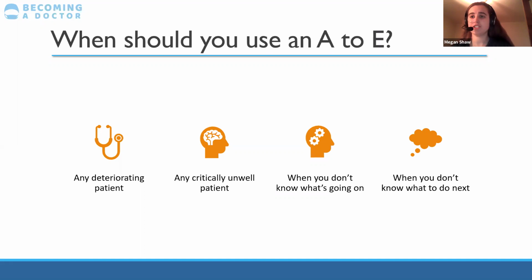Or when you don't know what to do next. So you've tried everything you can think of for a patient, but they're just simply not getting better. Sometimes an ATE is a good way to gather your thoughts and help you decide what should I do next? Or if you've got a whole list of things to do next, which of these should I do first?